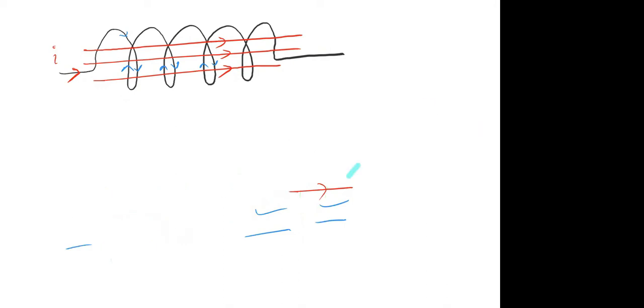It means if you have a long solenoid, the magnetic field in the core of the solenoid will be constant. Remember that. Okay, good. So this is a uniform magnetic field. You need to remember the magnetic field that we get in a solenoid is always uniform. Uniform magnetic field.